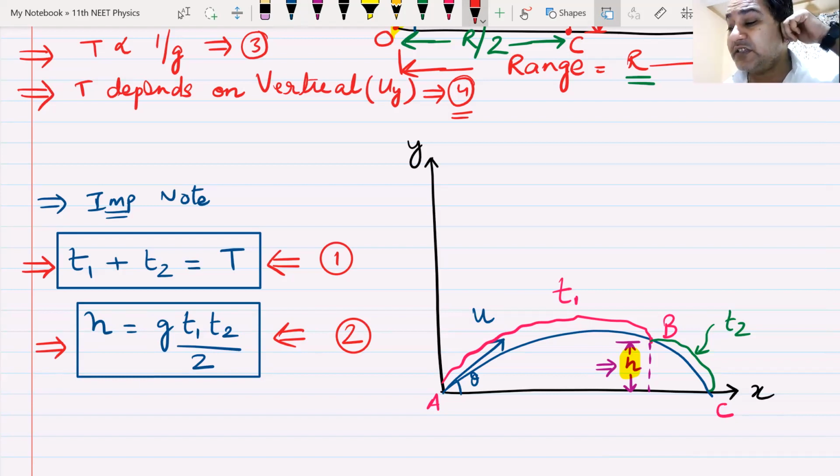So you have to remember these two results. The time of flight from A to B is T1. From B to C, the time is T2. T1 plus T2 will be equal to capital T. h will be equal to g into T1 T2 by 2. Or you can write this in this fashion.